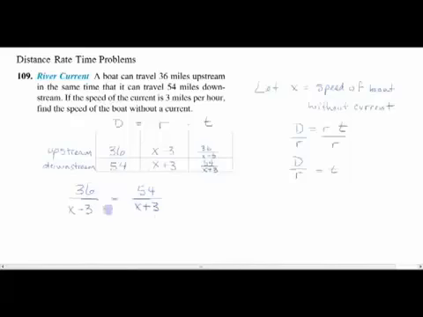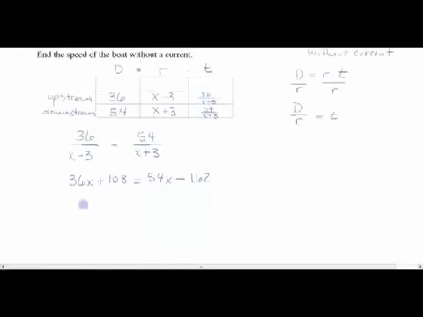We can simply cross multiply, which gives me 36x plus 108 equals 54x minus 162. Now we need to get our x's on the same side. So let's subtract 36x from both sides and add 162 to both sides. This is going to give me 18x on the right. On the left, I'll have 270. Now I'm ready to divide by 18.